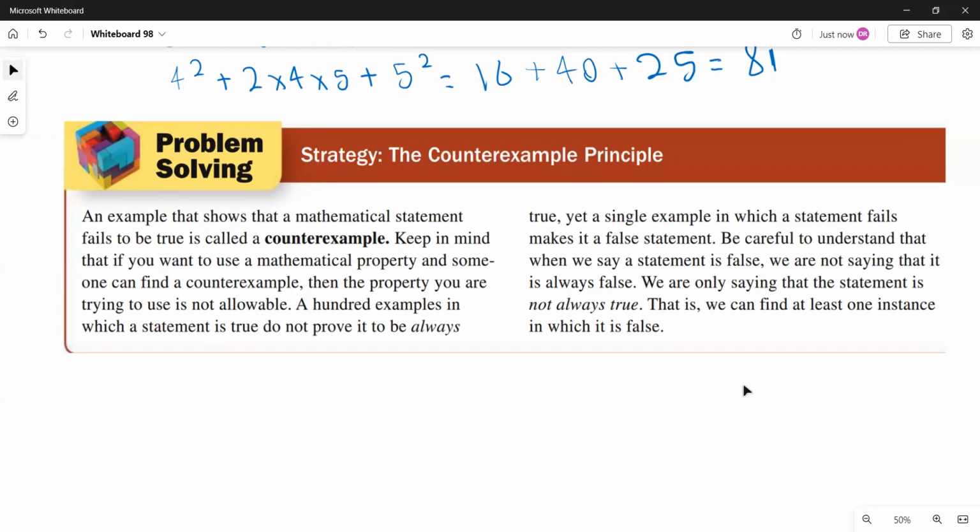Be careful to understand that when we say that a statement is false, we're not saying that it's always false. We're only saying that the statement is not always true. That is, we can find at least one instance in which it is false. So let's do number 10.